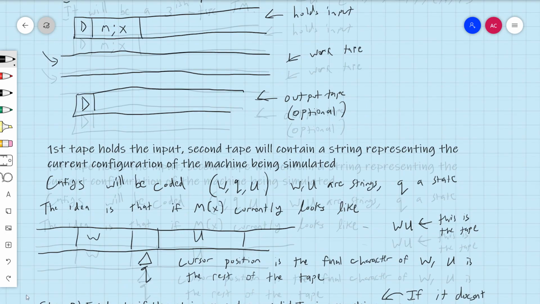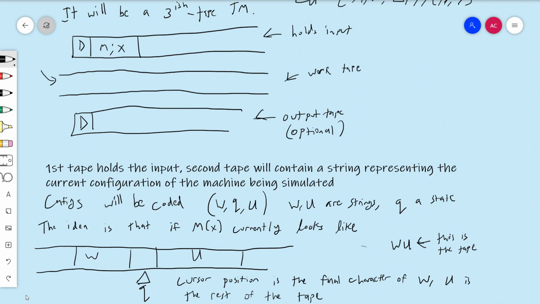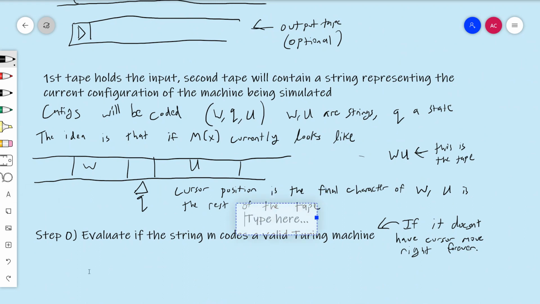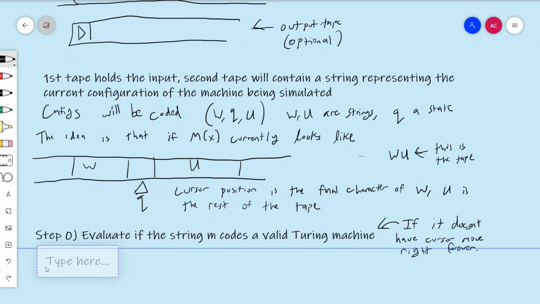So again, just to point this out, this is going to have the input. It's going to have the machine, and it's also going to have W, comma, Q, comma, U. It's going to have this, and the cursor will be somewhere. And so initially, we still have to do an initial setup. So maybe I'll call this 0.5. Step 0.5.